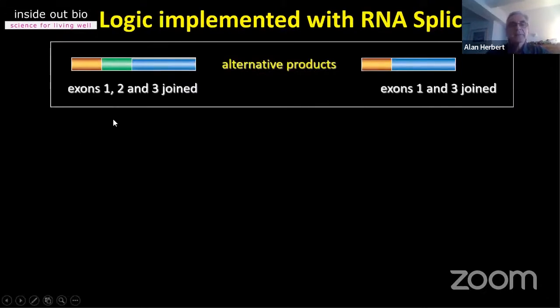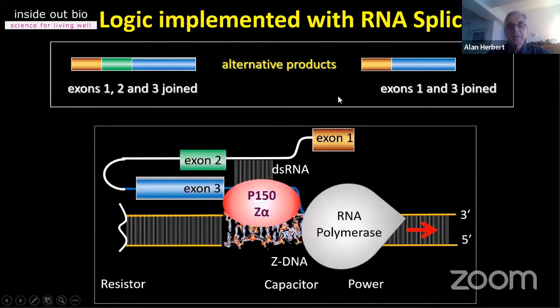So here's a logic implemented with flip-ons using RNA splicing. As I mentioned, you can have alternative splicing that happens. So you can have either inclusion of exon 2 or exclusion of exon 2. So you get alternative products produced. And you can have double-stranded RNA that brings the different junctions together that enable splicing.